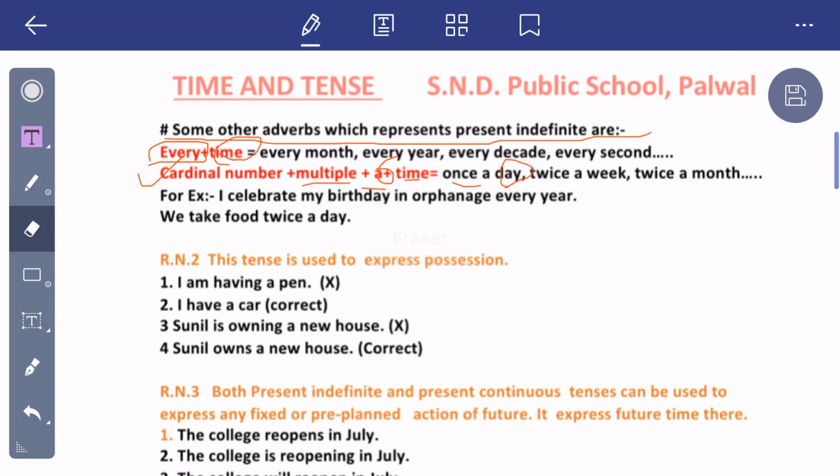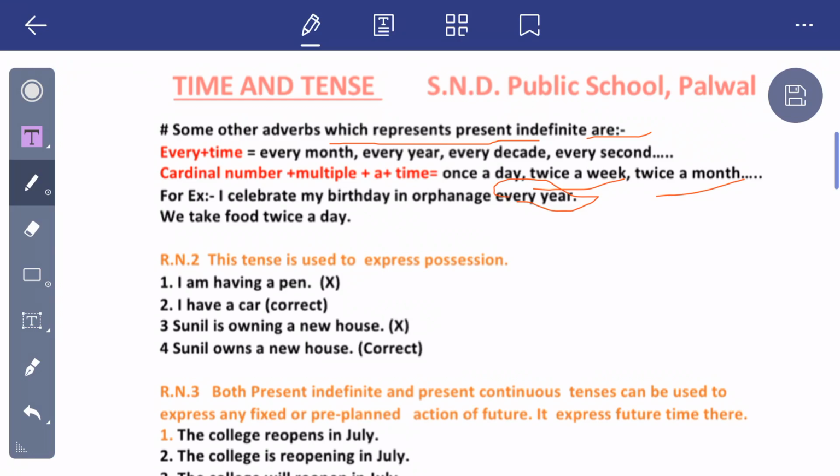So if you are given any such sentence in which you are given any cardinal number as well as any article, and after that you are given any time, then you will use only which tense? Present indefinite. Twice a week, twice a month. For example, we can take: I celebrate my birthday in an orphanage every year. In this sentence, celebrate is the verb and it is used in the first form just because of every year.